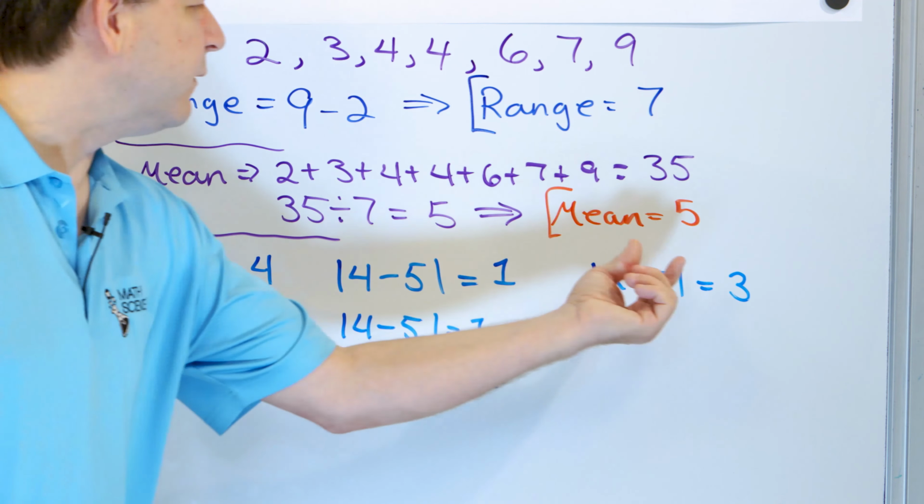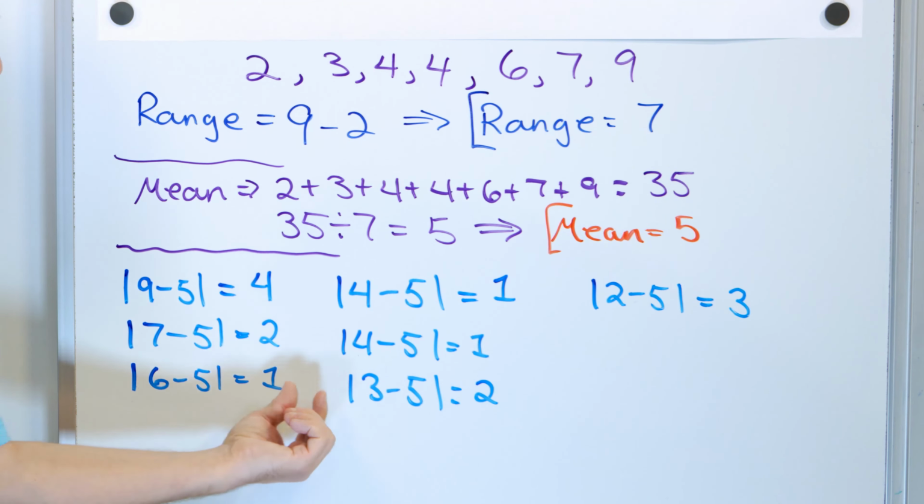4 units away, 3 units away. But some of them are small, 1 unit away, 1 unit away. How do you roll it up into one number that's telling you how big the whole data set is? Well, you take those deviations and you average them. So that's why it's called the mean of the average deviations. So what you do is you just take the mean of these things.